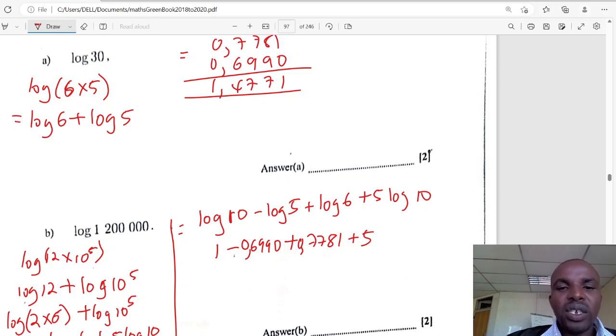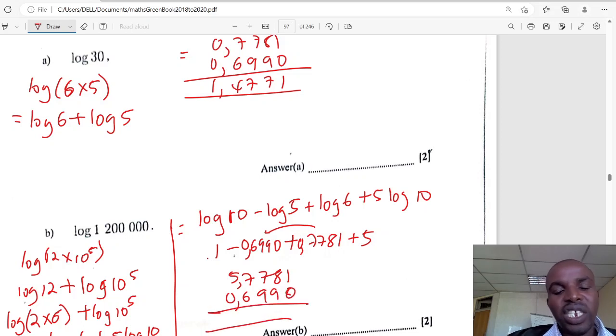6 plus, you already have this part. So this one is subtracting this part, right? So it's 5. 5 minus 5 plus 1 is 6. 6 plus this one, it will be 5.7781. It is 0.699890 is subtracting everything. It's subtracting here. So it's subtract. So it will be 1 here.